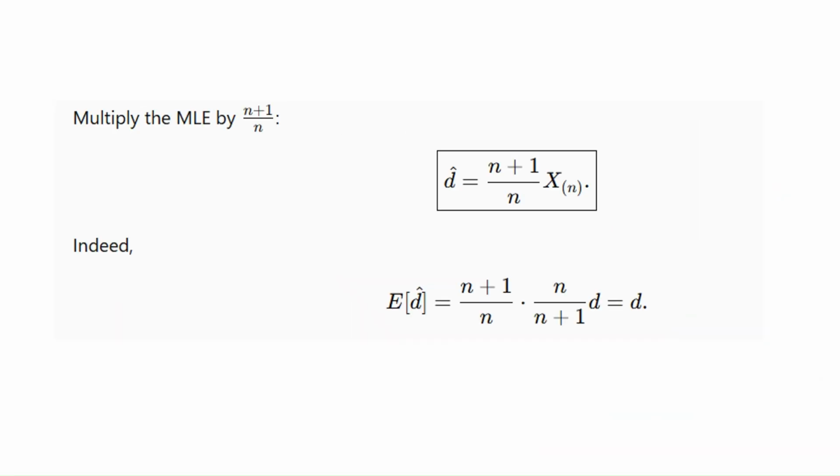So how do we make our estimator unbiased? Well, we simply multiply our estimate by n plus 1 over n. So this would give us d, which is equal to n plus 1 over n times xn.